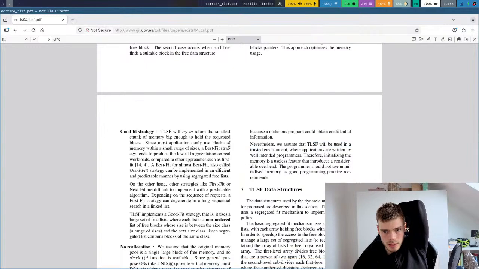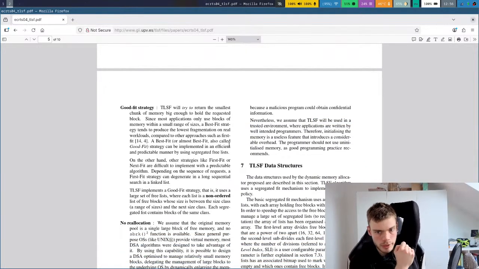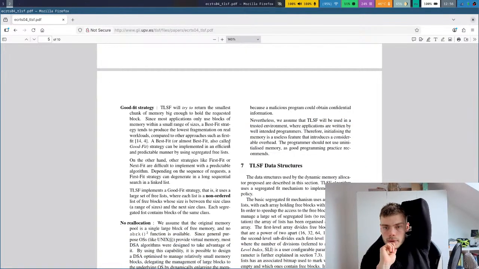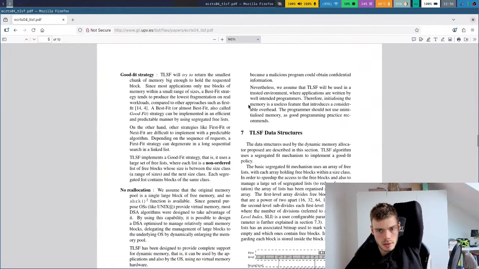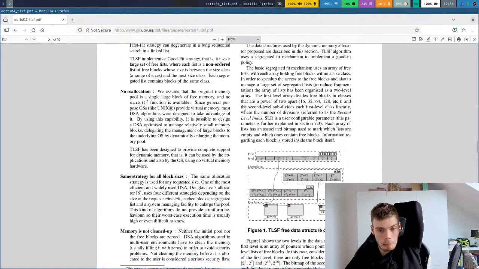Nevertheless, we assume that TLSF will be used in a trusted environment where applications are written by well-intended programmers. Therefore, initial memory is less featured, with less overhead. Programmers should not abuse memory, as good programming practice recommends.